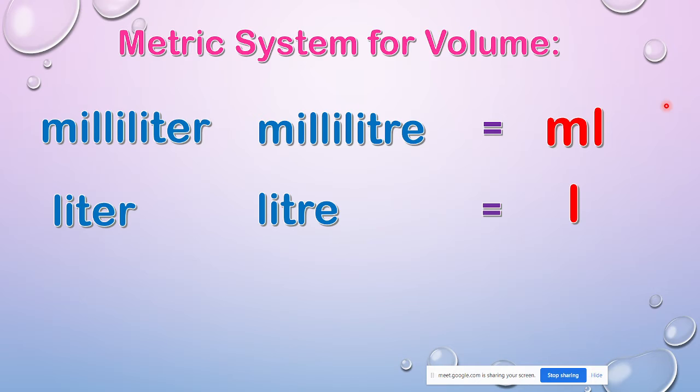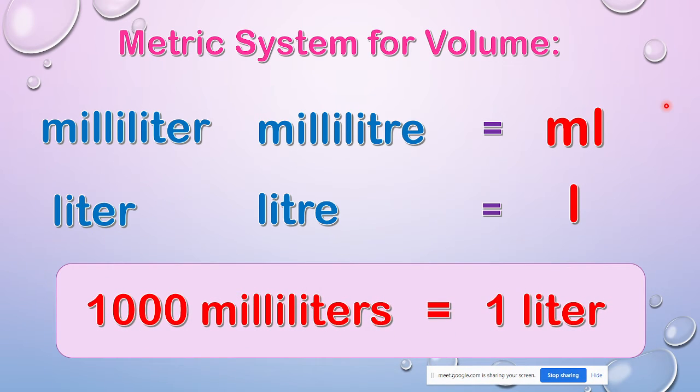Now, do you know how many milliliters there are in 1 liter? Do you remember? There are 1,000 milliliters. Correct. It means which one is smaller or less, milliliter or liter? Milliliter, because do you remember the video that we watched last time? It says 1,000 milliliters equals 1 liter.